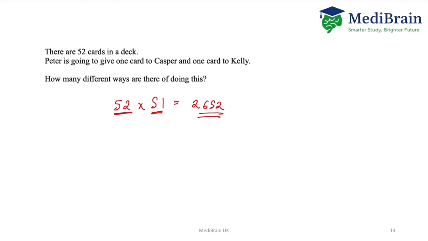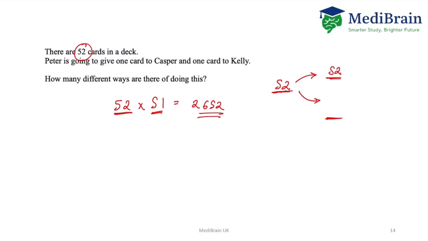Where did the 51 come from? Basically, we've got one person who has 52 cards. Now he's distributing them to two other people, giving them a choice of picking out a card. He gives one card to Casper. Casper has to choose a card. How many possible cards can he choose from? There's a total of 52 that he can choose from.